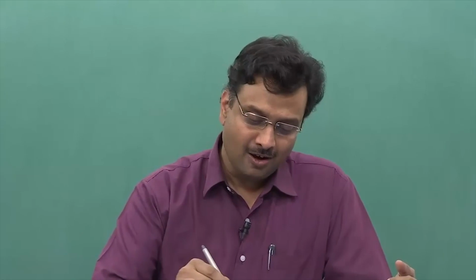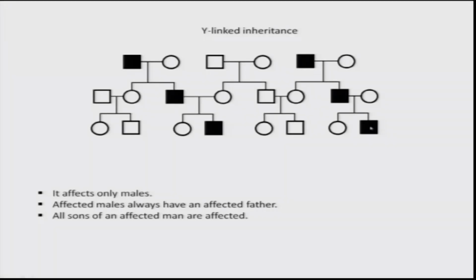If there is a phenotype linked to the Y chromosome, this is how it will look. It would always go from male to male to male, right? It does not go the other way. It would affect only the males. Affected males always have an unaffected father, because they have gotten the Y from their father. All sons of an affected man are affected.